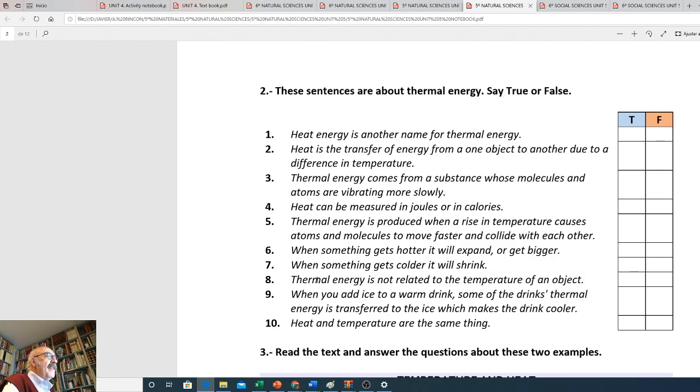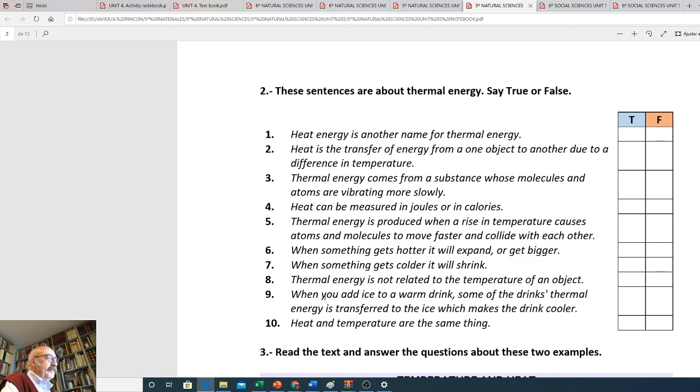Number 8. Thermal energy is not related to the temperature of an object. So according to this sentence, it doesn't matter the temperature to study thermal energy. And this is clearly false. So number 8 is false.